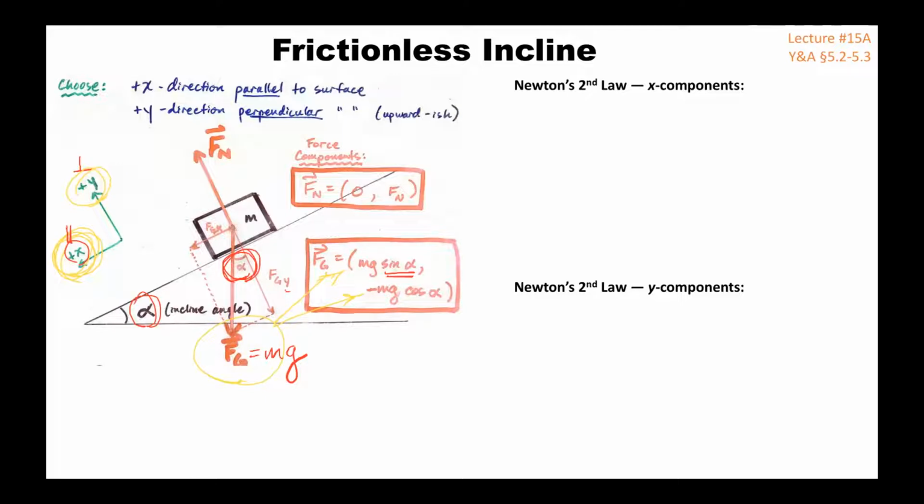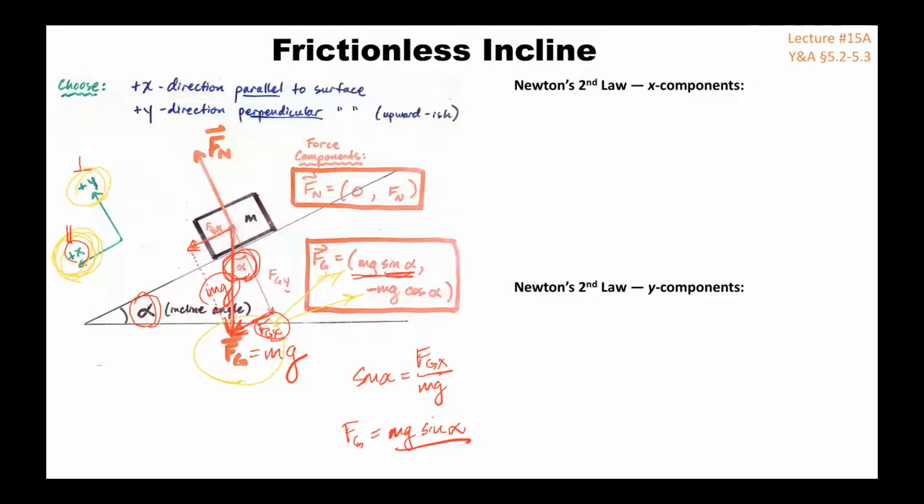In that case, you can see that the x component here is opposite, and the full weight, mg, is the hypotenuse, and therefore the sine of alpha must be opposite over hypotenuse. So opposite over hypotenuse is that. Therefore, the x component must be mg sine alpha. So that's how we get the x component of the weight.